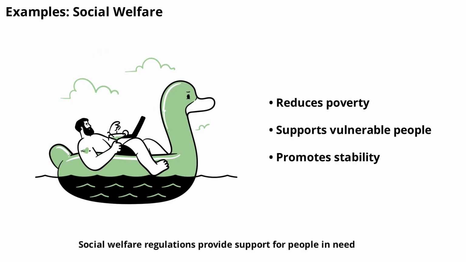Social welfare regulations provide support for people in need, such as unemployment benefits, disability assistance, and housing programs. These rules help reduce poverty and promote social stability. By supporting vulnerable populations, governments foster a more inclusive and caring society.